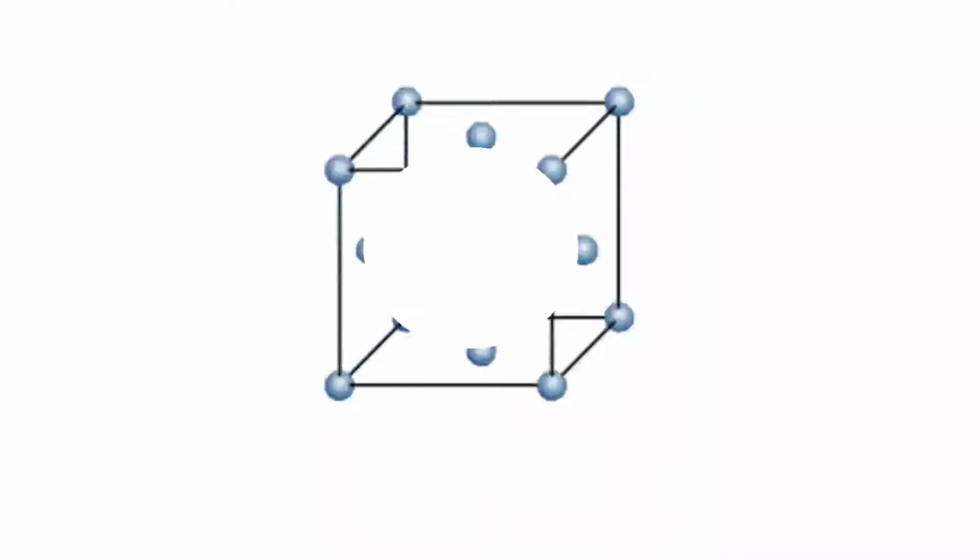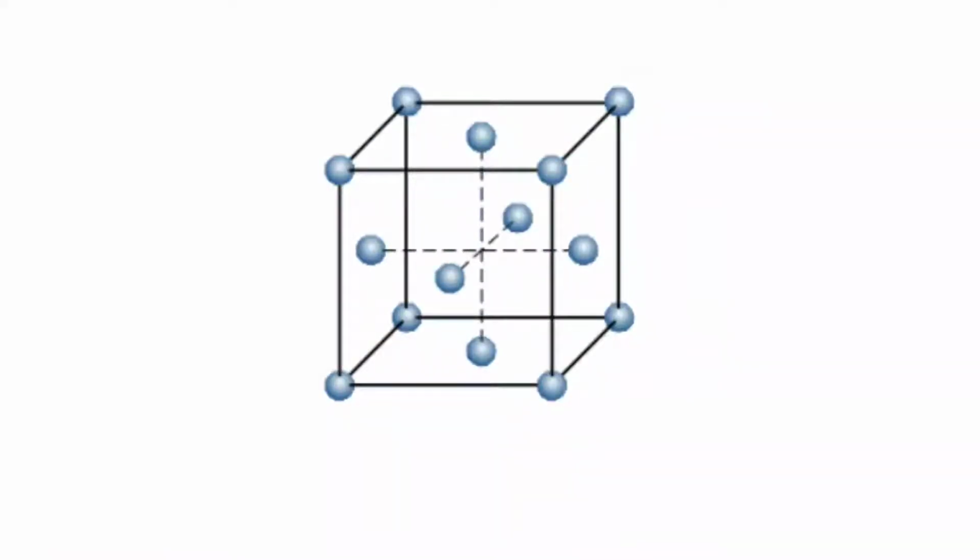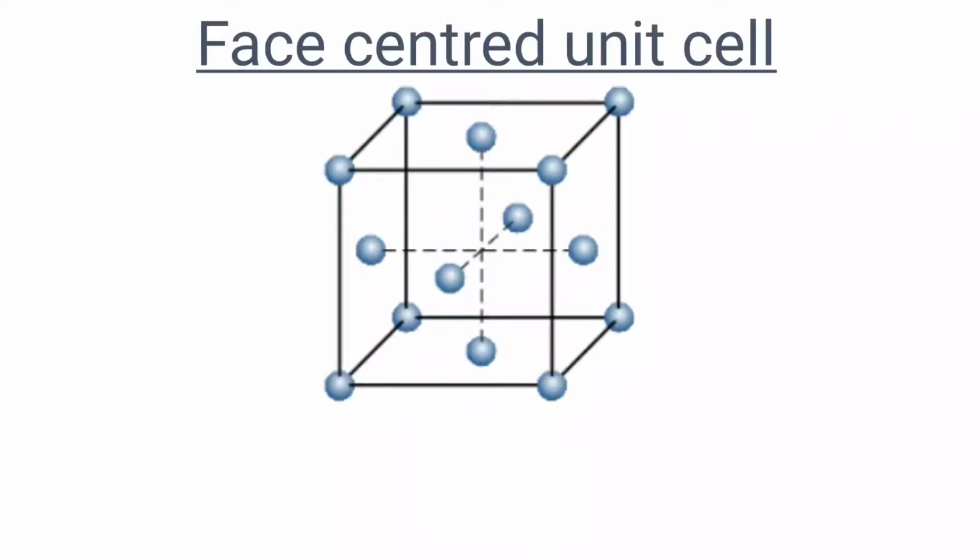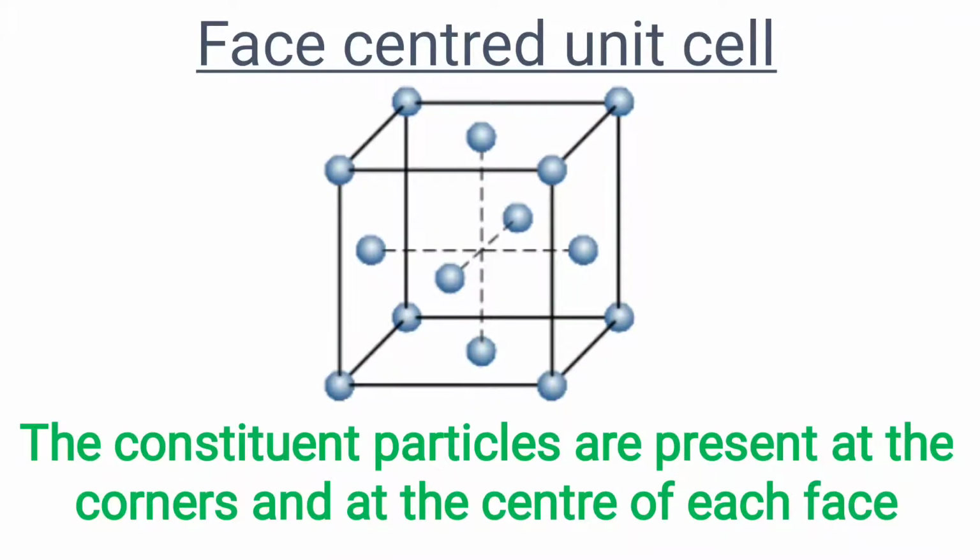Now let's have a look at the second type. In this case you can see that all 8 corners have been occupied by constituent particles, and this unit cell has how many faces? If you can count, 1 above and 1 below and 4 on the 4 sides there. So you can see a total of 6 faces. At the center of every face you can see a constituent particle. So constituent particles are present at the corners and at the center of each face. Then you will call them a face centered unit cell.